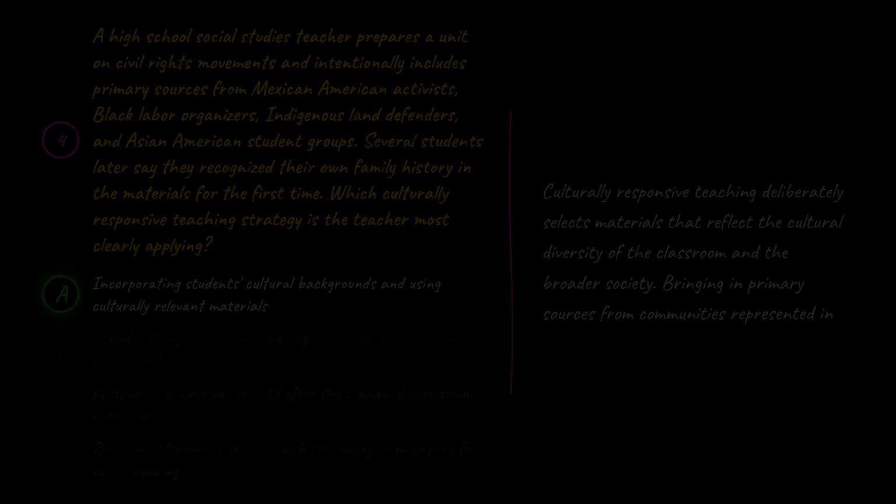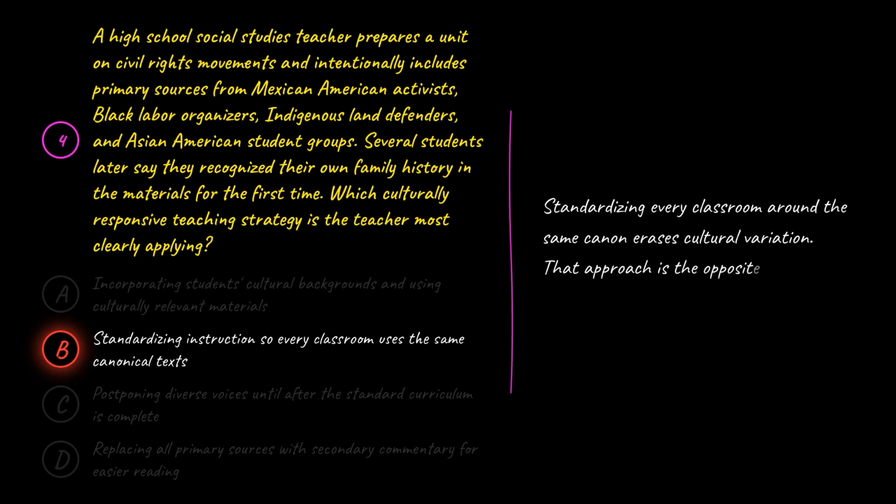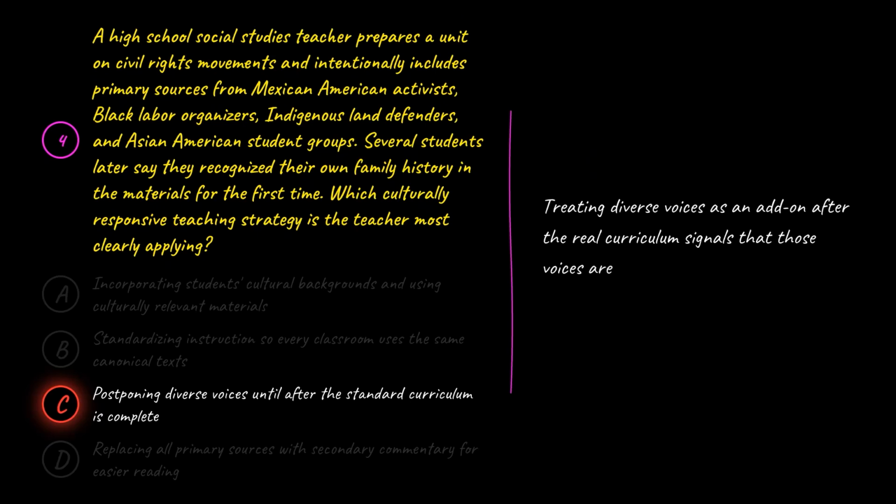B is wrong because standardizing every classroom around the same canon erases cultural variation. That approach is the opposite of what culturally responsive teaching calls for. C is wrong because treating diverse voices as an add-on after the real curriculum signals that those voices are optional. Culturally responsive teaching integrates them from the start.